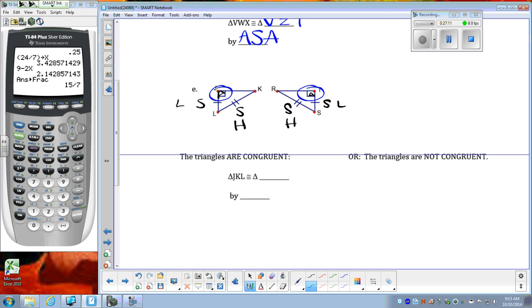So if I look at this, just using the A's and S's, I have angle, side, side, but we know that never works unless it's a right angle, which we have. So this is hypotenuse leg, and JKL is congruent to TRS.